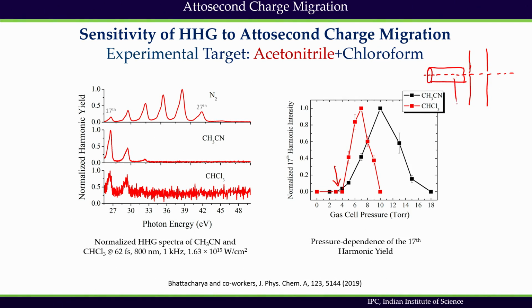Now, this gas cell pressure is varied, and we see that at a gas cell pressure of 4 torr we do not see any signal for HHG. HHG is not produced when the individual gas cell pressure is 4 torr.